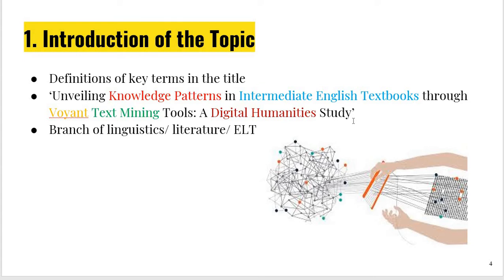One point is very critical: we should use those dictionaries which belong to that field. For example, I'm discussing corpus, so I should take help from corpus dictionaries. If I am discussing ELT, I should take help from dictionaries of ELT. Moreover, we should also discuss the branch of linguistics, literature or ELT. Suppose my topic falls into the domain of digital humanities. So you should mention that this topic falls in this domain.